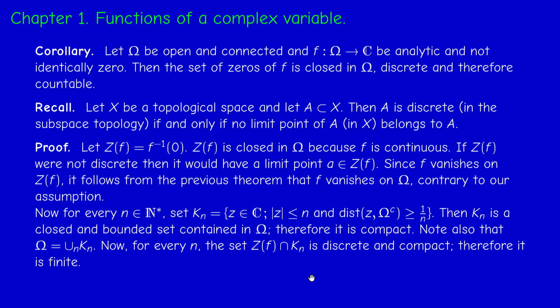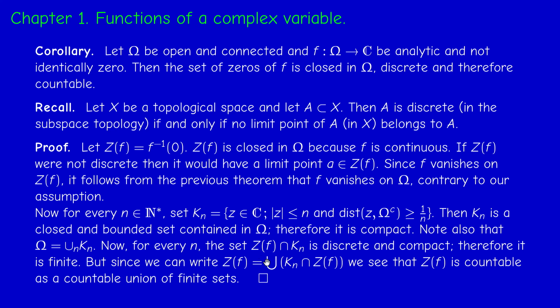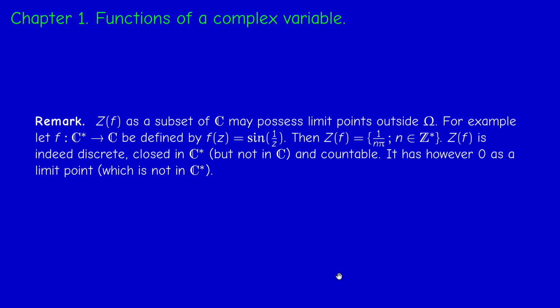Therefore, now I can write Z of f as the union of all these sets. Each one of these sets is finite, and this is a countable union over n. So the set Z of f is countable because it's a countable union of finite sets. Okay, so this is the last result of this chapter.